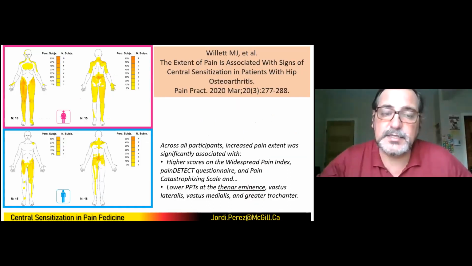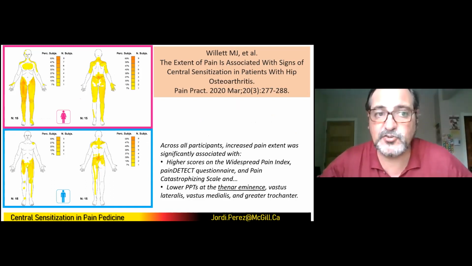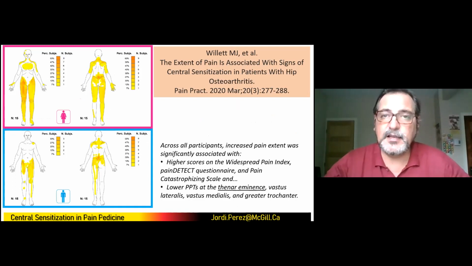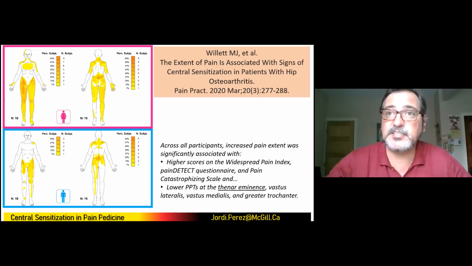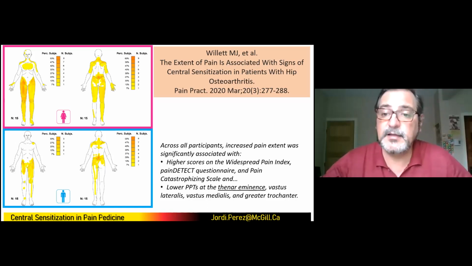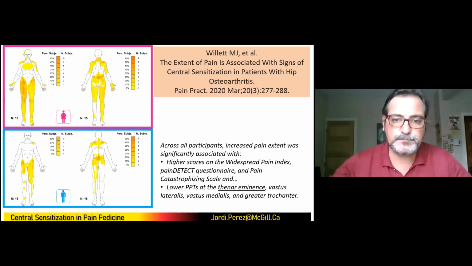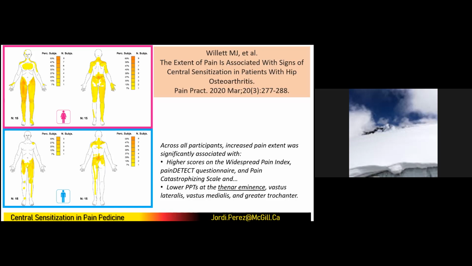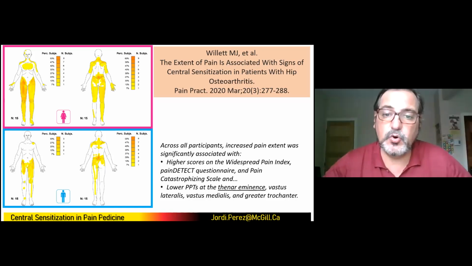The same was true for hip osteoarthritis. Interestingly, these authors were testing the link between the pain drawings and other outcomes, but they were not using the central sensitization index. Instead, they were using the widespread pain index, which is also the one that was used previously as a diagnostic tool for fibromyalgia, for example. It was also found that patients with central sensitization had lower pressure pain thresholds at the thenar eminence, which is in the hand. So that also shows that there is something wrong with the nociceptive pathway, because there is pain in areas where it should not be.